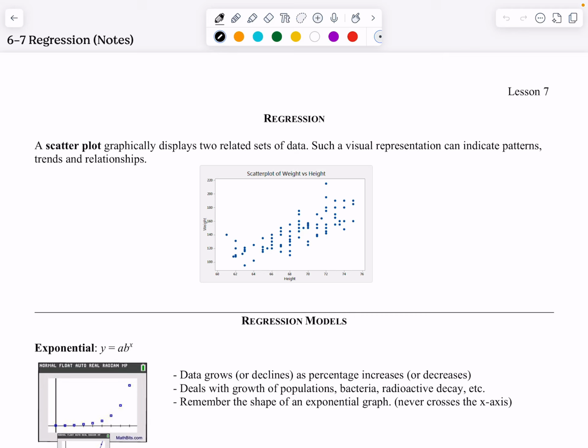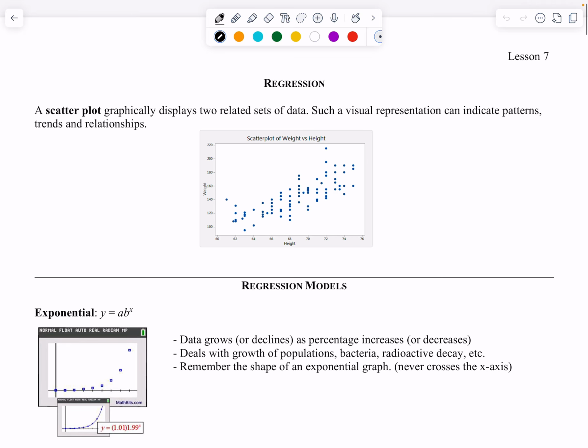This video is going to go through our lesson on regression. So what we're going to take a look at to start is what a scatter plot looks like. A scatter plot is a graphical display of two related sets of data. So this can indicate if there's a pattern or some kind of trend in the relationship between the two variables. In this case, the scatter plot is representing some relationship we're seeing between weight versus height.